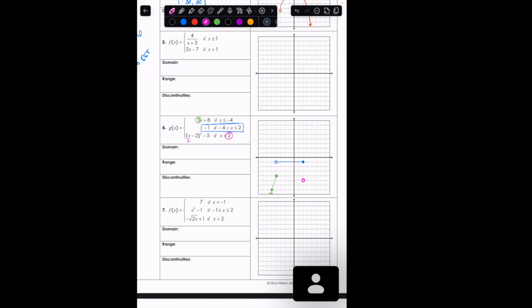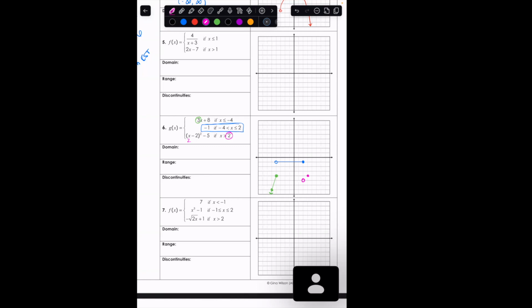And then I can think about my quadratic or just plug in numbers. I know I'm kind of close to the edge. So if I plugged in 3, 3 minus 2 is 1. 1 squared is still 1. 1 minus 5 is -4. So that's going to be, oh, right here, sorry.